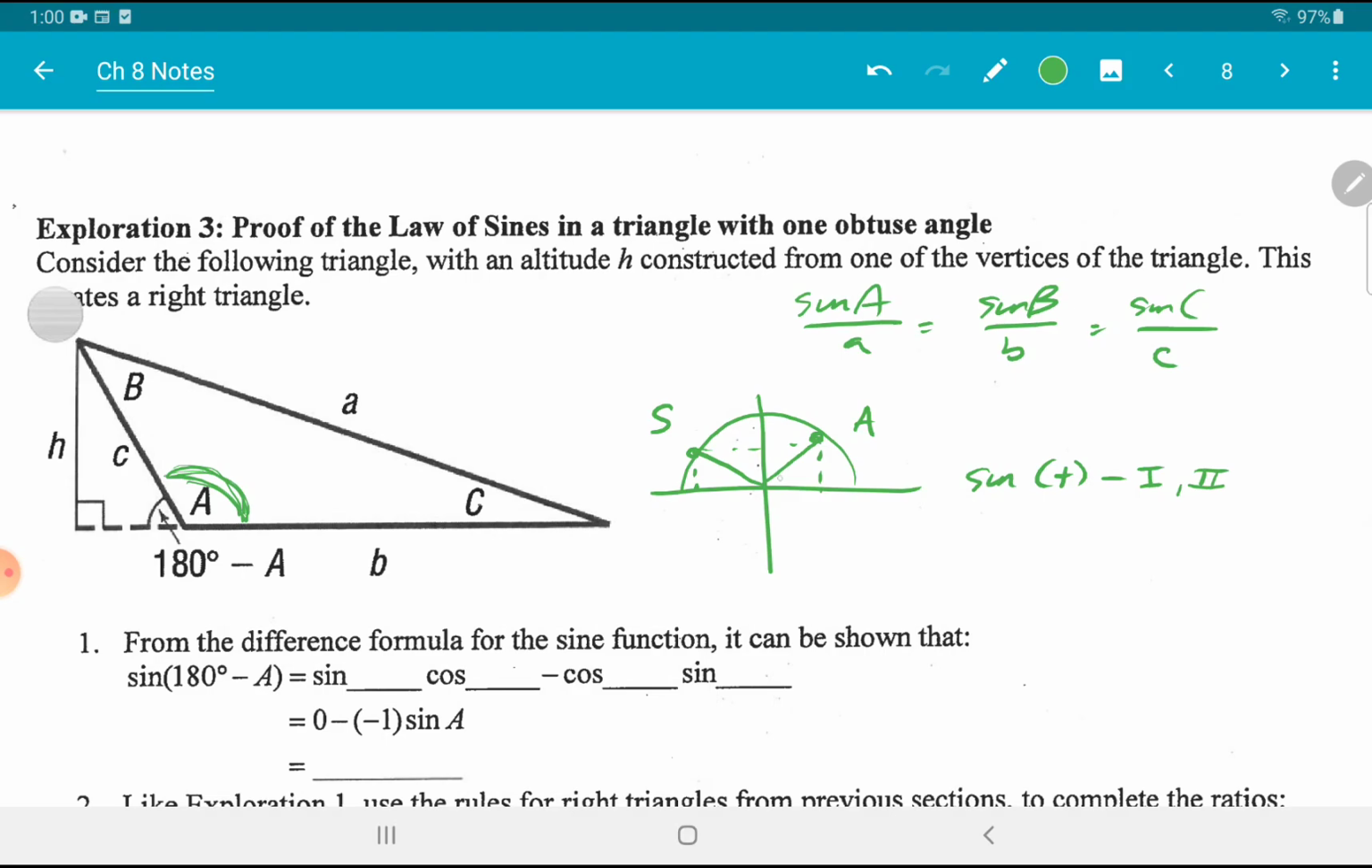So let's say we have a sine of 30 degrees, right? That's the same as the sine of 150 degrees. So the obtuse angle is going to actually give you the same measurement. So that is why you can still use the law of sines with obtuse angles. Okay? And that'll conclude our video for today.